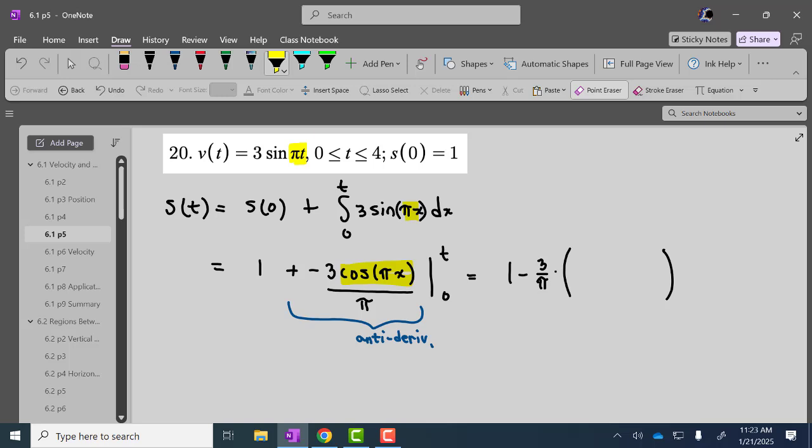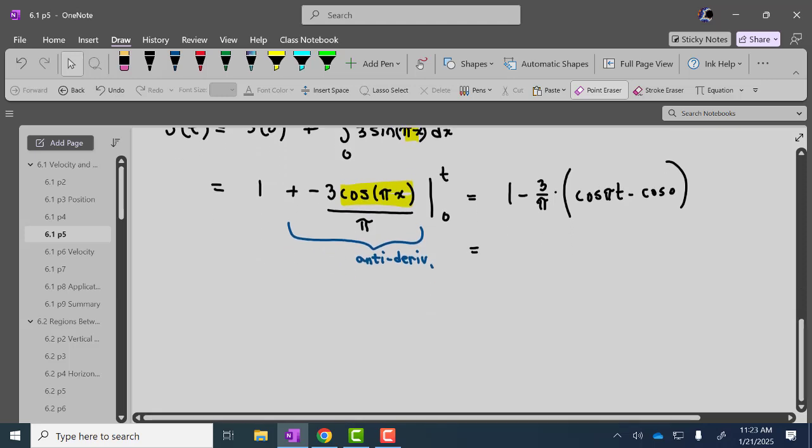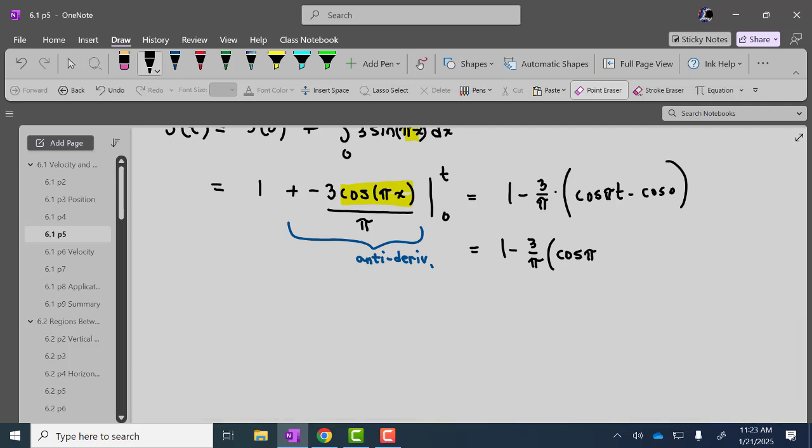So now we'll do the upper minus lower part. Plug in the upper, and we get cosine of pi times t minus cosine of 0 again. So cosine of 0, and cosine of 0 is 1. So we're going to have 1 minus 3 over pi cosine of pi times t minus 1. And we can leave it like that.